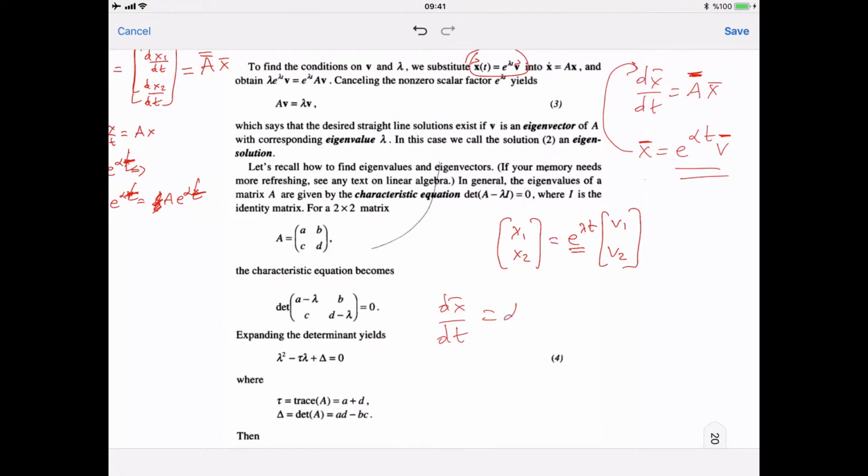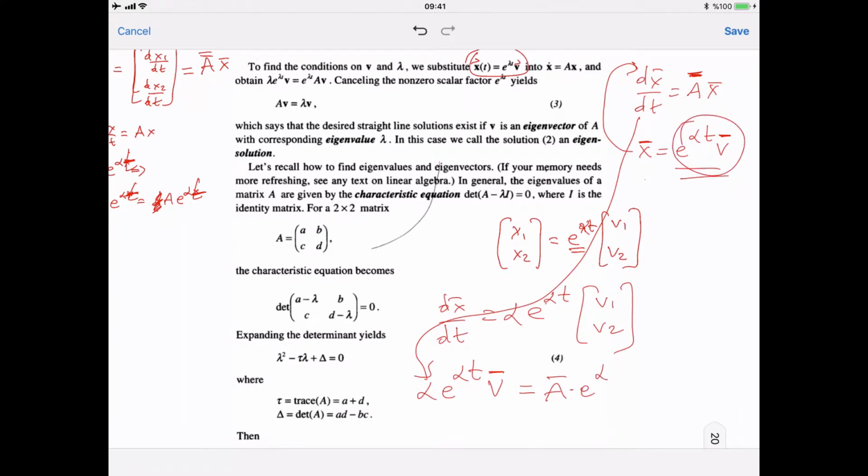It's alpha e to the alpha t v. Okay, alpha e to the alpha t. Do I need to point at you for you to speak? You are perfectly right. Then I can simply write it down as alpha e to the alpha t v vector, which is this part, equals A times x, and remember x was e to the alpha t v vector. So you can see that this goes away and you end up with this beautiful equation: alpha v equals, let's write lambda instead of alpha, A v.